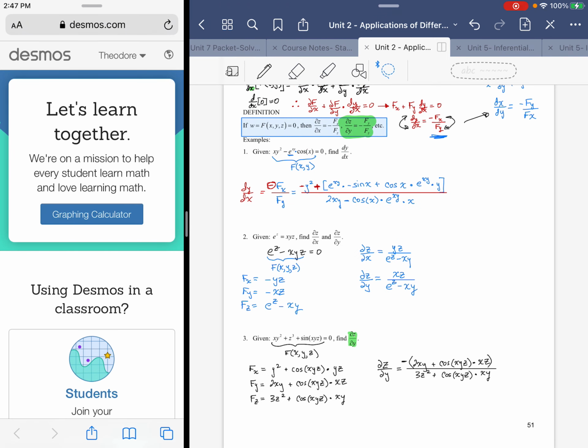All right, so yeah, there we are. That is the concept of implicit differentiation.